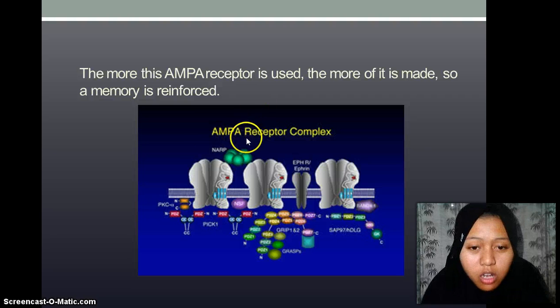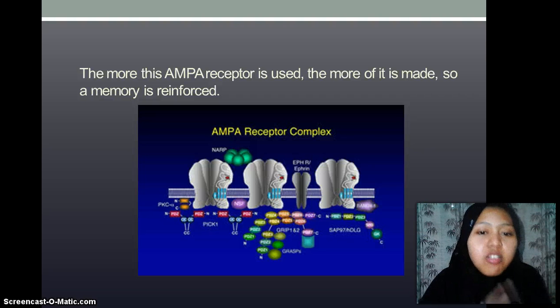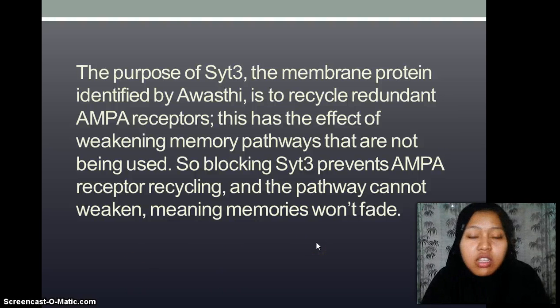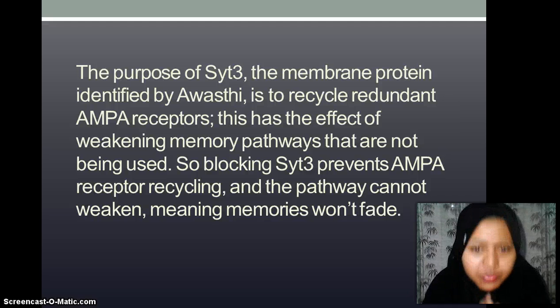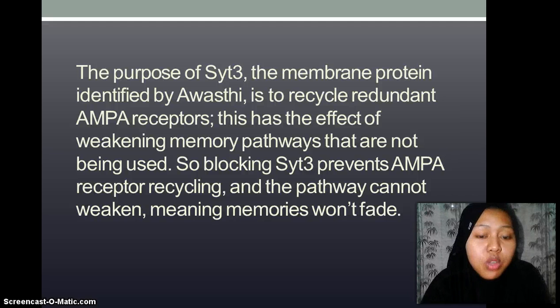This is the AMPA receptor complex. The more this AMPA receptor is used, the more of it is made, so a memory is reinforced. The purpose of C3, the membrane protein identified by our study, is to recycle redundant AMPA receptors. This has the effect of weakening memory pathways that aren't being used. So, blocking C3 prevents AMPA receptor recycling and the pathway cannot weaken, meaning memories won't fade.